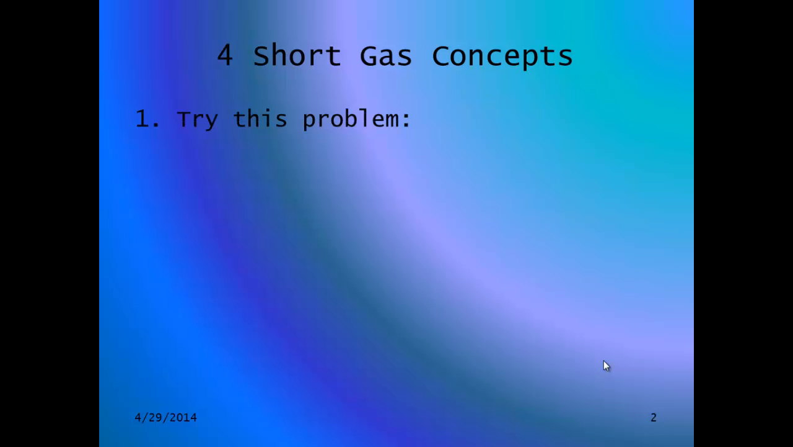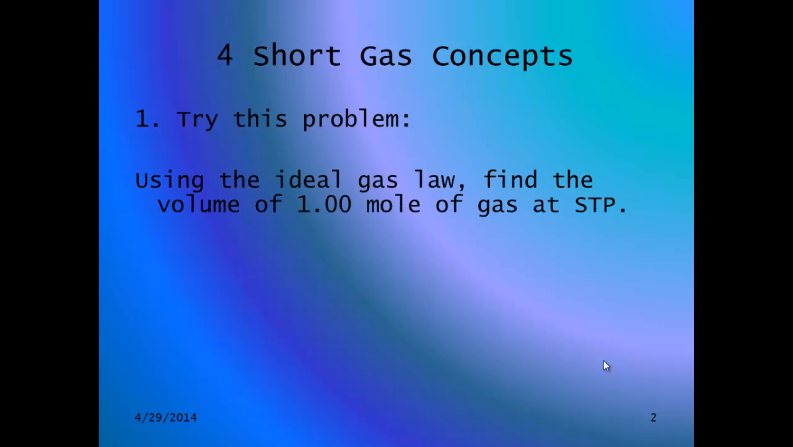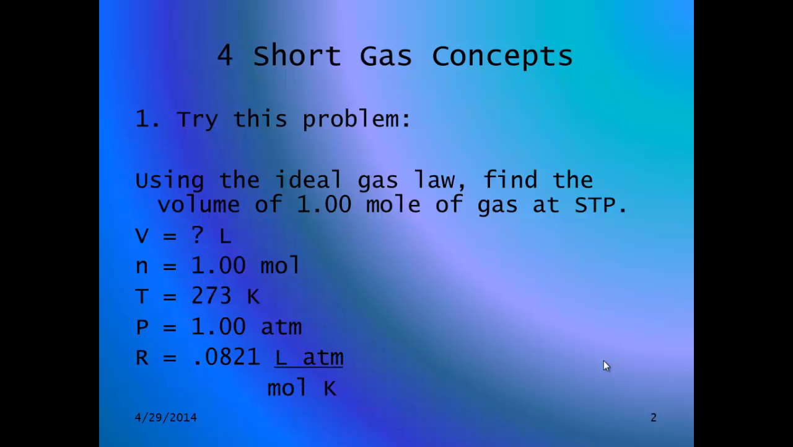First, we've already tried this problem. This problem was your bell ringer this morning. Using the ideal gas law, find the volume of 1 mole of gas at STP. So, when you did this, you were looking for volume. You knew that n was 1 mole. Temperature was 273. Pressure, you could have picked any of your standard pressures that go into the ideal gas law that we used yesterday. I used the atmospheres one because it makes the math easier, but that's the only reason. And then you pick the R value that matches accordingly.